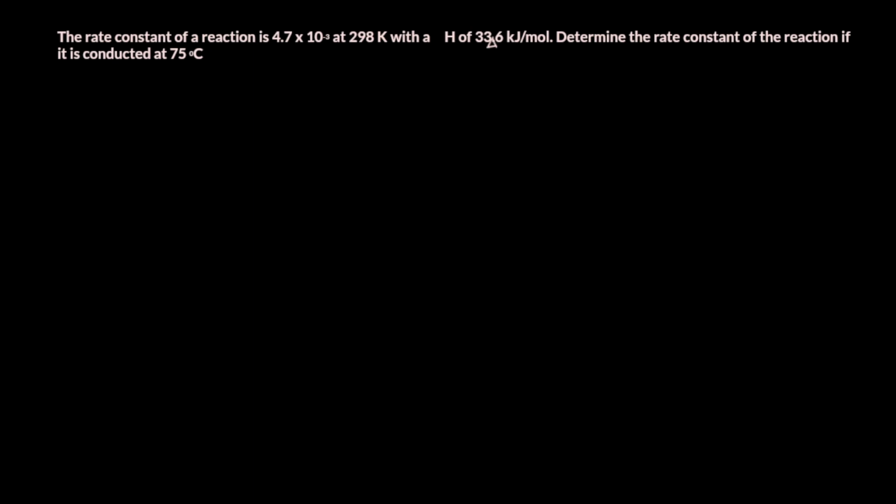Alright guys, so we are now at the final question for the discussion for this week. The rate constant of a reaction is 4.7 times 10 to the power of negative 3 at 298 Kelvin with a delta H of 33.6 kJ per mole. Determine the rate constant of the reaction if it is conducted at 75 degrees Celsius. Right, so the suitable formula to use for this question is ln K2 over K1 is equivalent to negative delta H over R times 1 over the final temperature minus 1 over the initial temperature.